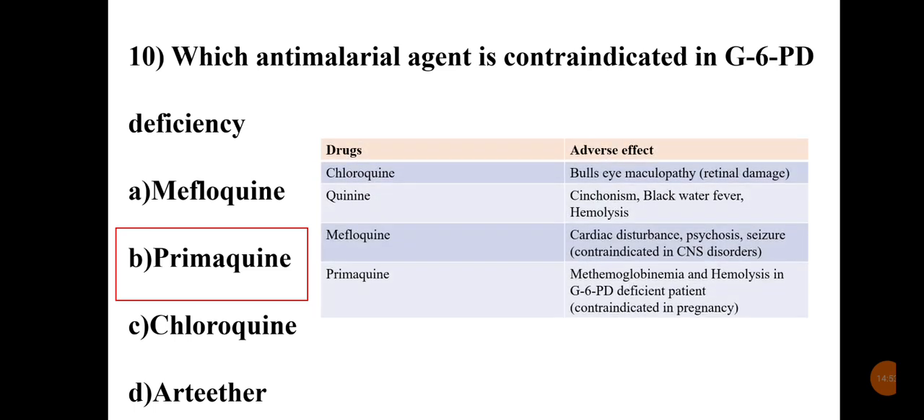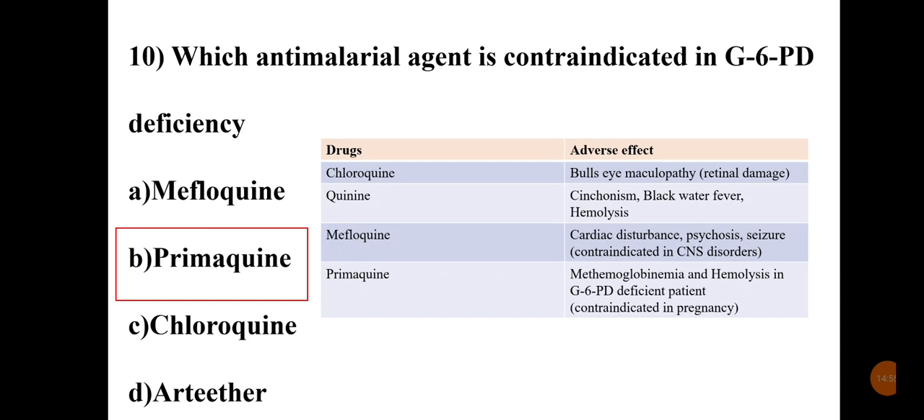So what is that drug? It is nothing but primaquine. So we cannot give primaquine to patients who are already deficient in glucose 6 phosphate dehydrogenase. So that is important.